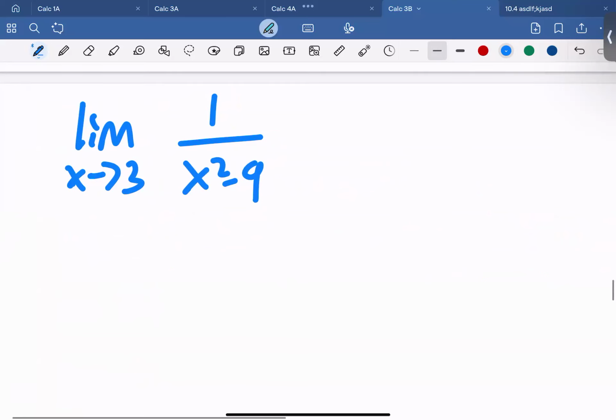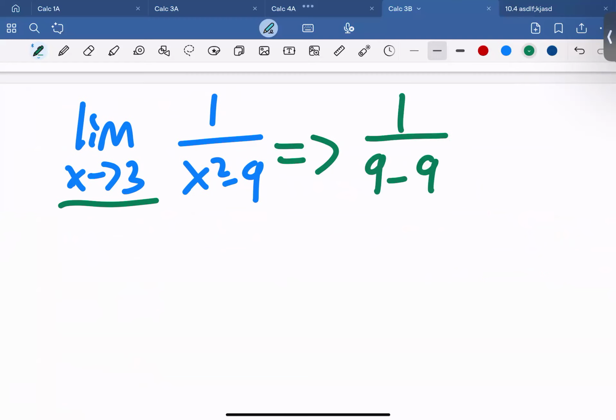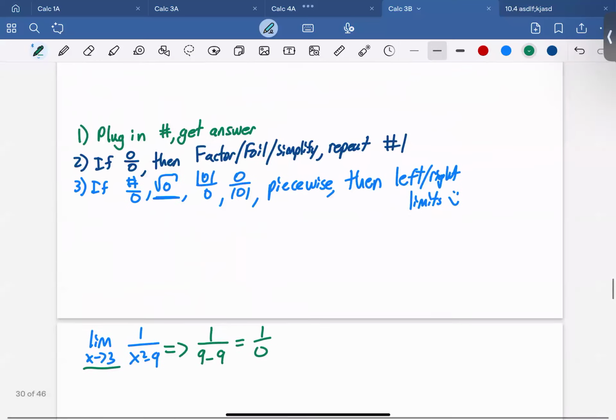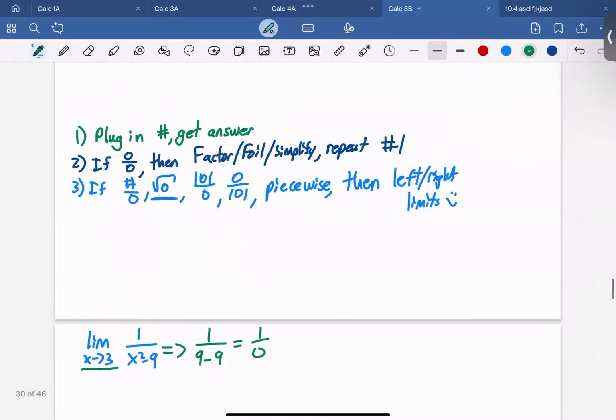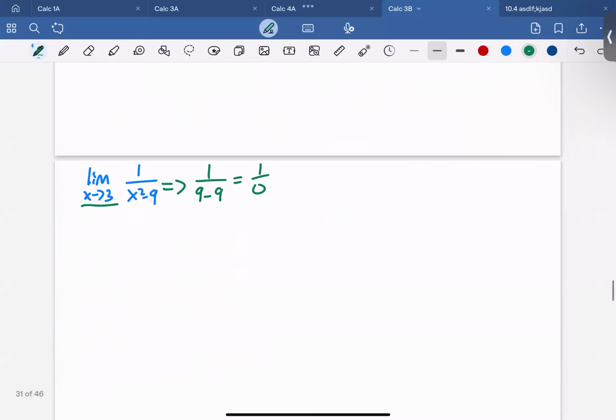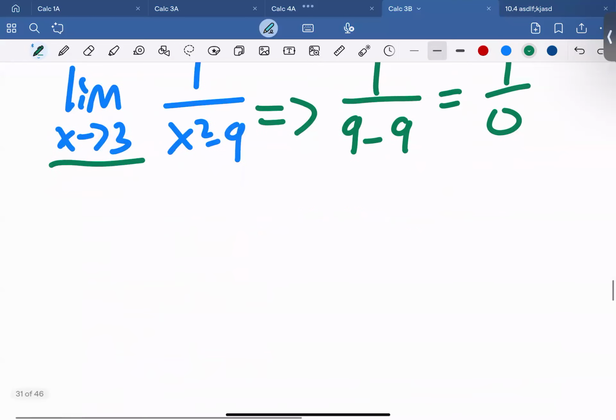But let's take this limit. The limit as x approaches 3 for the function 1 over x squared minus 9. Okay, so first step, right? Just plug it in. 1 over 3 squared is 9 minus 9. We get 1 over 0. Okay, so knowing our trusty steps, which are in your brains, this falls in the third category. So third category means that we need to do a left and right hand limit.